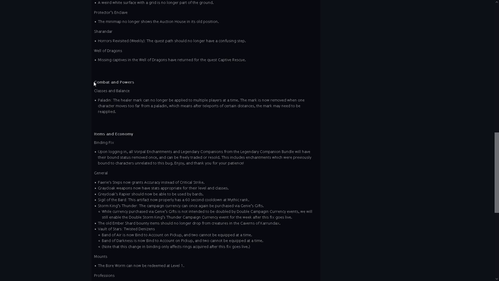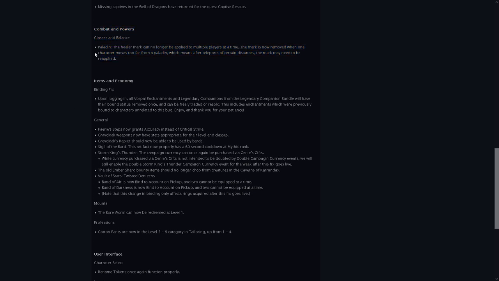Now, this is what I was talking about. Classes and balance, combat and powers, paladin. The healer mark can no longer be applied to multiple players at a time. This mark is now removed when one character moves too far from a paladin, which means after teleports of certain distances, the mark may need to be reapplied. Now, I need whoever plays paladin to explain to me, is this a nerf? Or was this not working as intended? So please leave me in the comment section what this actually is, because I know the paladin is not in a good state and is being pumped from behind really badly, as far as my commenters are saying.